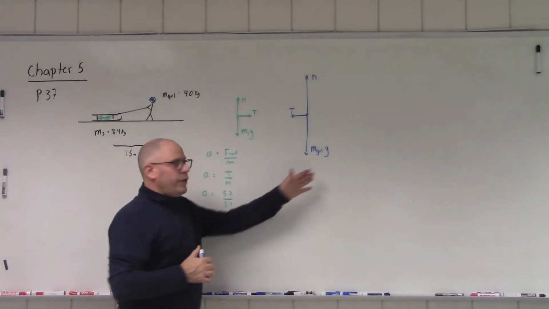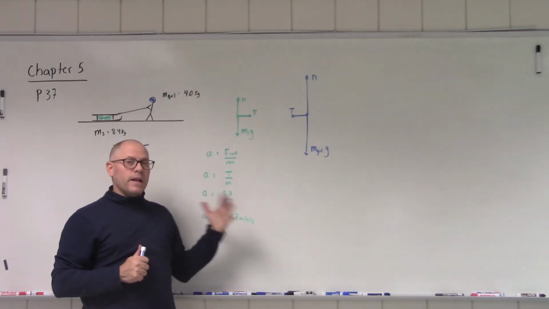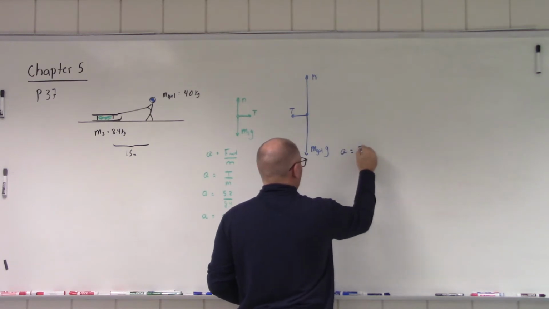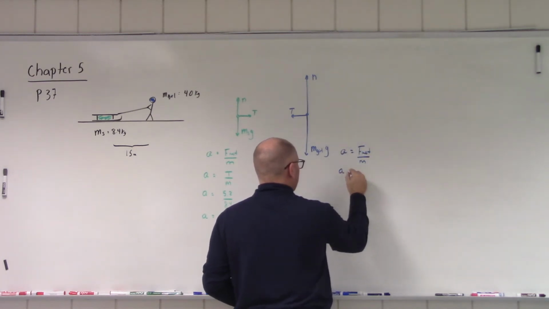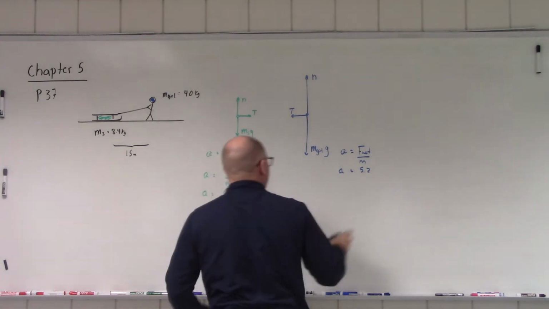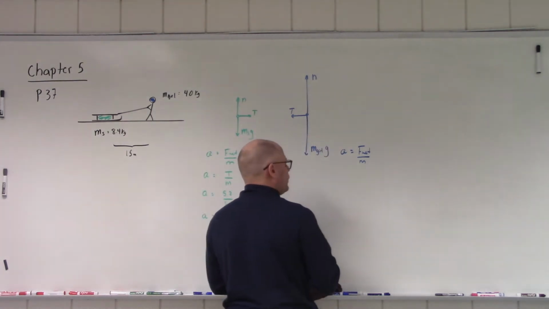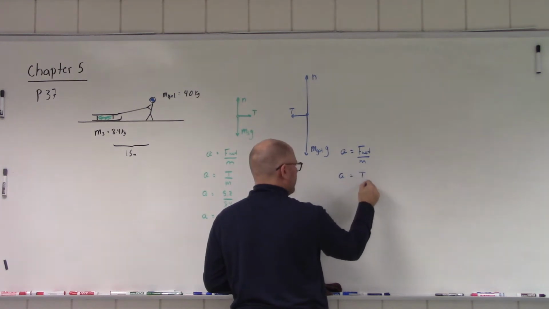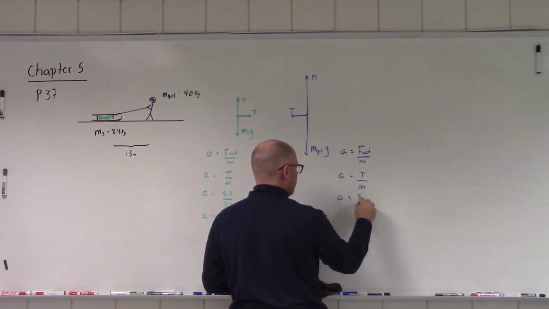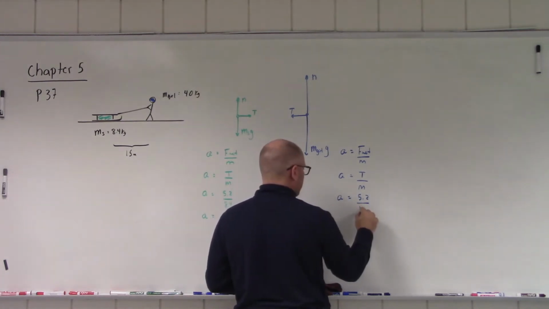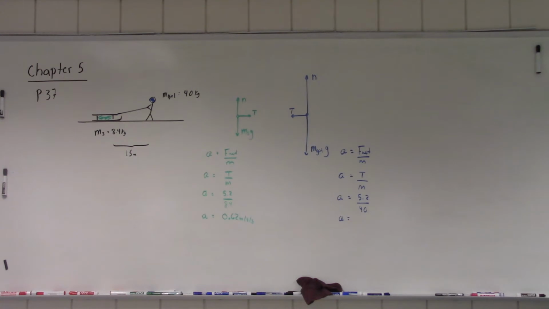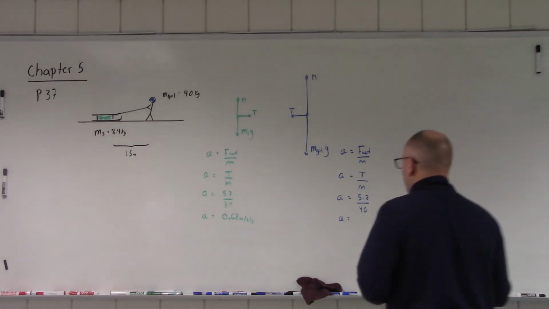What about the girl? Now, one thing you'll notice is the girl is so much more massive, so her acceleration is probably going to be less. So still, if you look at the diagram, the only force that's unbalanced is the tension. It's the rope force. And this girl's mass is 40. Okay, 5.2 divided by 40. 0.13.